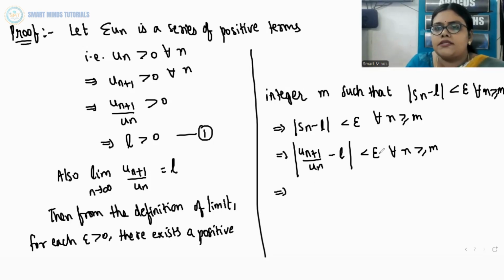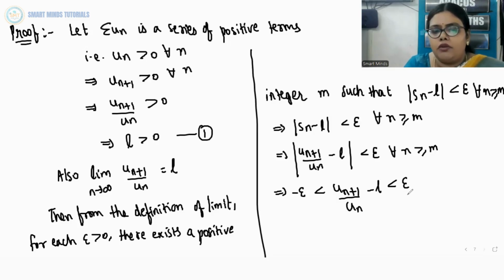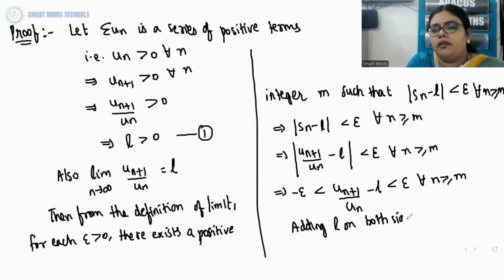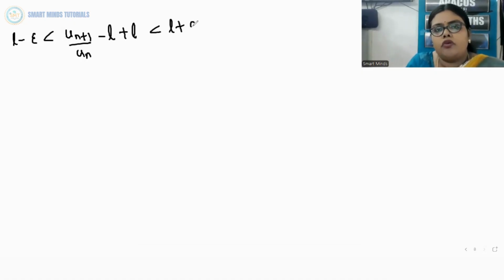So whenever the modulus is less than epsilon, we can write it as minus epsilon less than un plus 1 by un minus L less than epsilon. To remove the modulus, we take between negative value and positive value, for all n greater than or equal to m. Now what I will do is add L on both sides. Why? So that we can cancel out this middle minus L. So you will get L minus epsilon less than un plus 1 by un minus L was there already. Now we are adding plus L, so on the three sides we are adding L for all n greater than or equal to m.